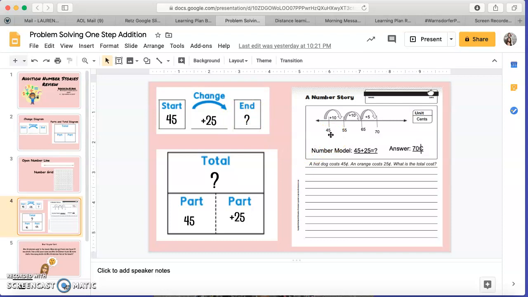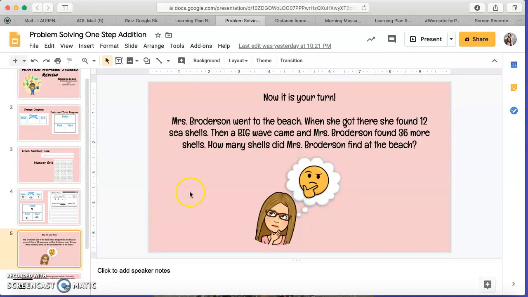I started at 45, I added 10 and another 10, which is 20, and 5 more, which would be 25. So 45 plus 25 equals 70. And in my number model, again, I have my question mark for the number I'm trying to figure out, and then I have my answer. So now it's your turn.